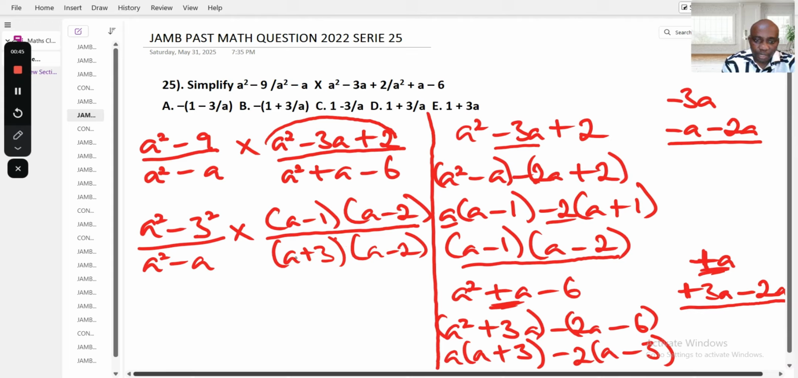Now, let's cut this one out. Before we cut that one out, I want us to do this. You do this one as well: a raised power 2 minus 3a. Let's use that one too. No more space here. Okay, let me use this space. A power minus 3a.